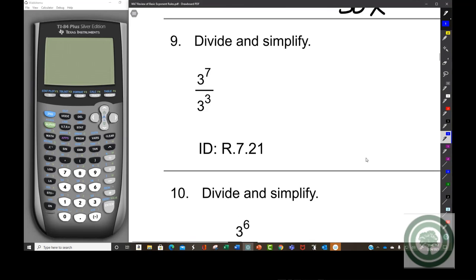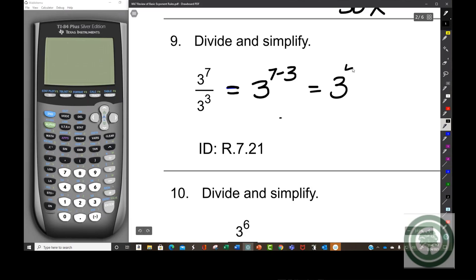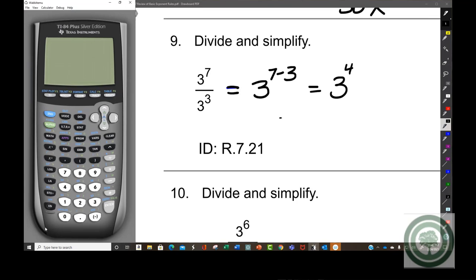Now we're going to look at the rules of division. When you have like bases and you're dividing, this is base 3 to the 7 minus 3 power. So we're going to have 3 raised to the 4th power, which is 3 times 3 times 3 times 3.